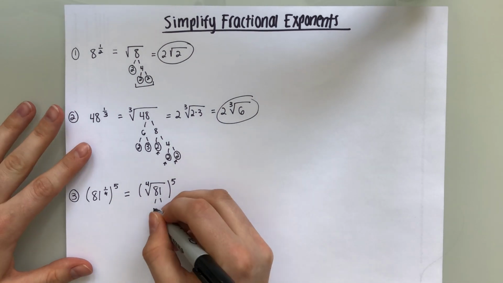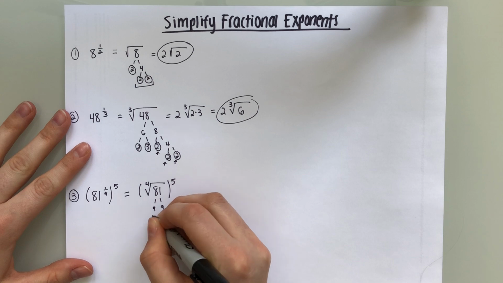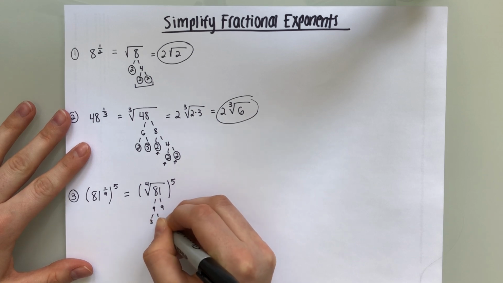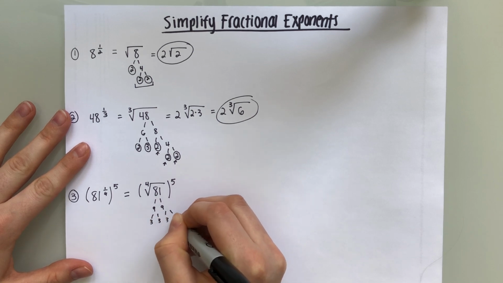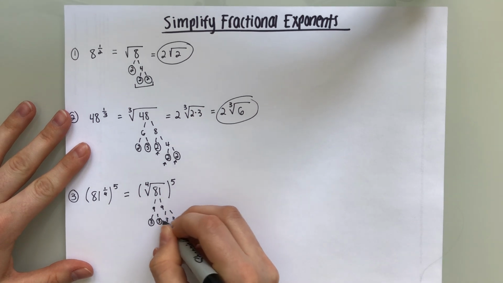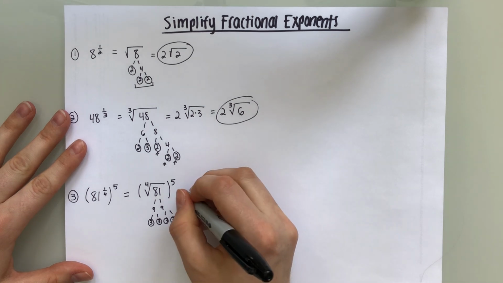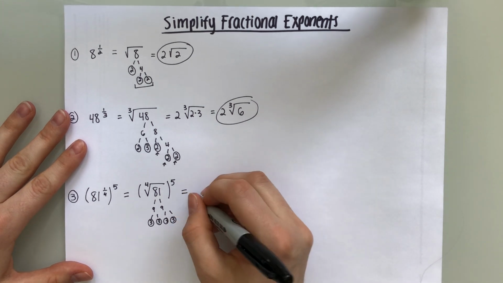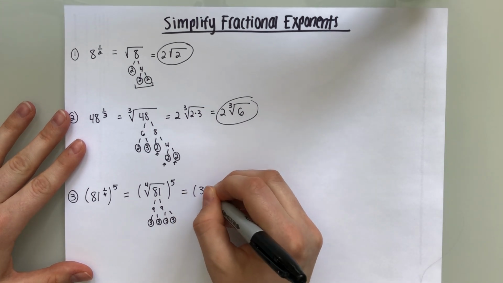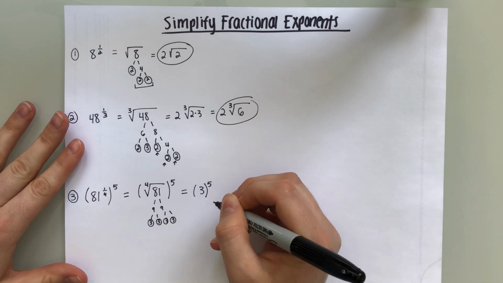So we know that 81 breaks into 9 and 9. 9 breaks into 3 and 3. 9 breaks into 3 and 3. So I have exactly 4 3's. There's nothing left over. So that means that the 4th root of 81 is just 3. So this is 3 to the power of 5.